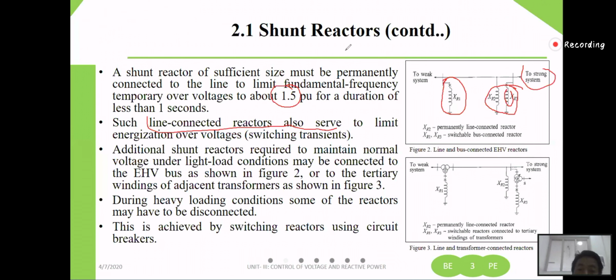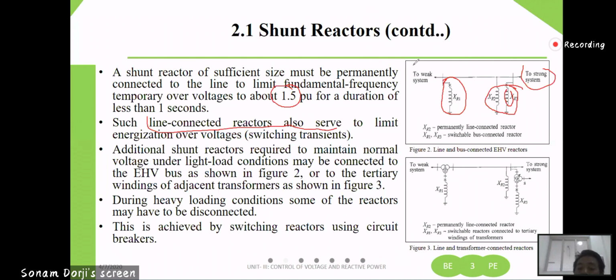Okay, so now what you will do is, we have known this condition, and overvoltages we have to limit to 1.5 per unit, and that too for a duration of less than 1 second only. So this can be achieved by employing shunt reactors. Okay, so now these shunt reactors, which I have explained with this diagram, will be either permanently connected reactors.